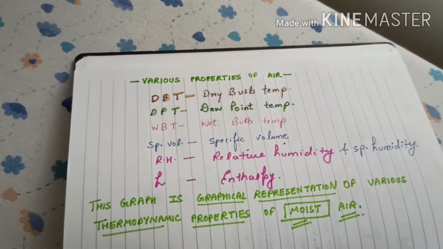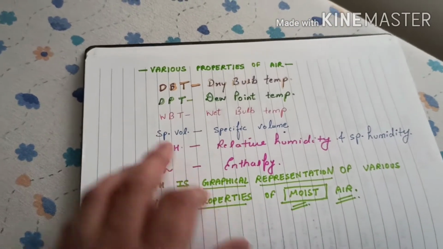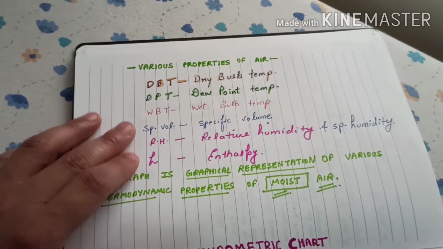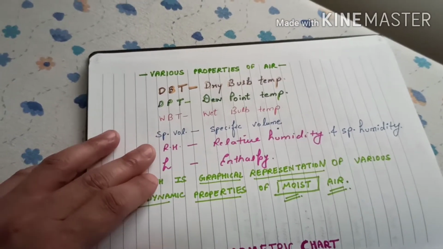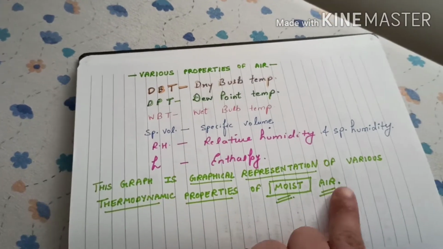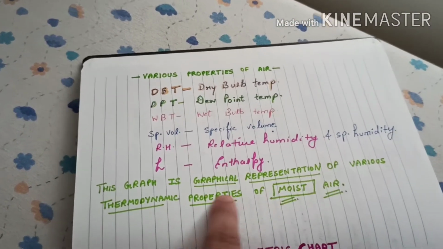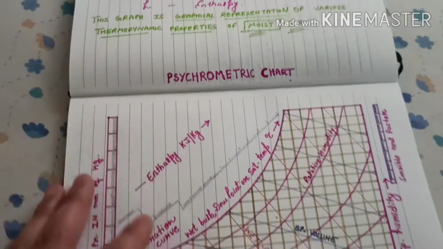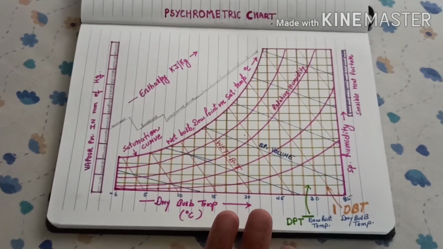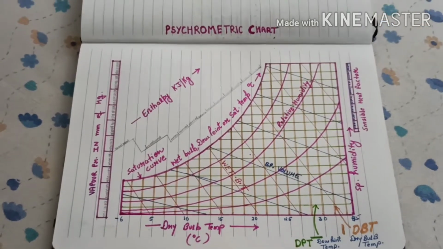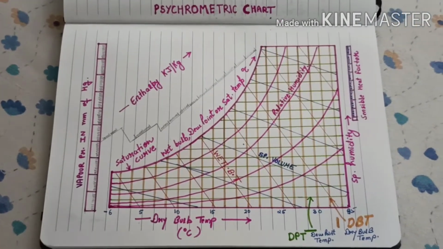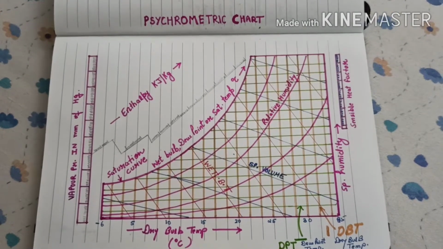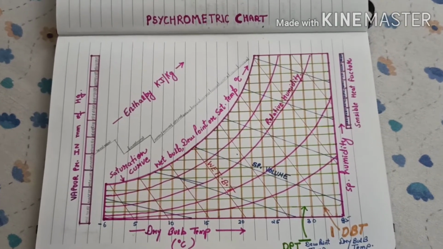What are the properties that it deals with? It is the dry bulb temperature, dew point temperature, wet bulb temperature, specific volume, RH (relative humidity), as well as the specific humidity and enthalpy. These are the various properties of air that are plotted on this chart. This chart is the basic representation of air properties on a graph.